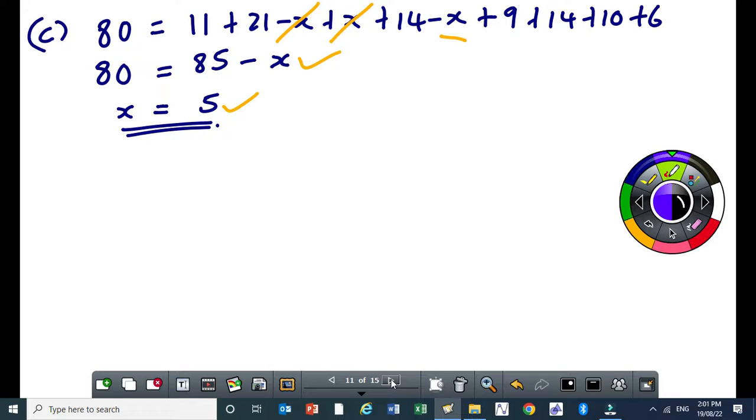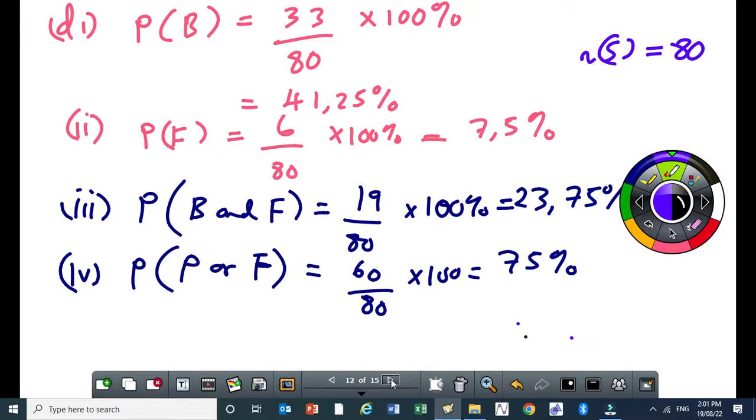Alright, so the probability of eating fried chicken only. Please, this is fried chicken only. So it's supposed to be F only. It's going to be 6 over 80 times 100, which is 7.5%.